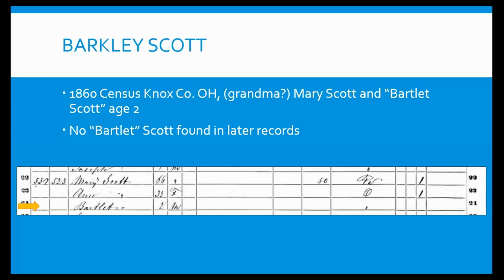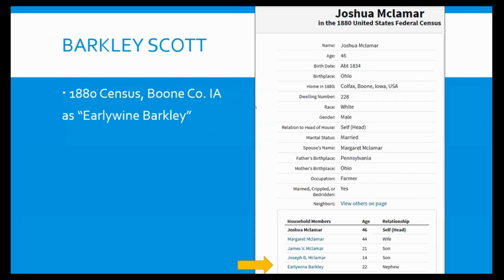Once we found out that his name was also Barkley Earlywine, we did find him in the 1880 census. He's living with the McLernans in Iowa already, and he is listed as their nephew. And so that clearly states the relationship there. We never found him in 1870. We don't know exactly where he was at that point in time.